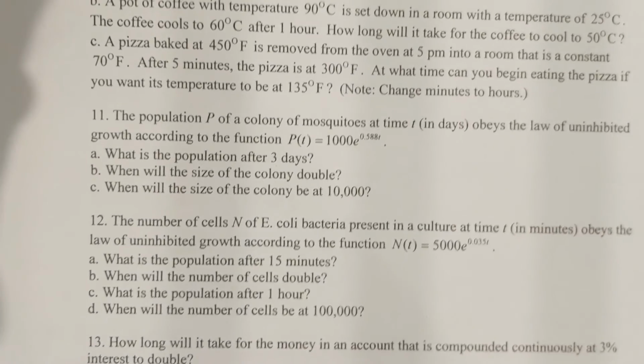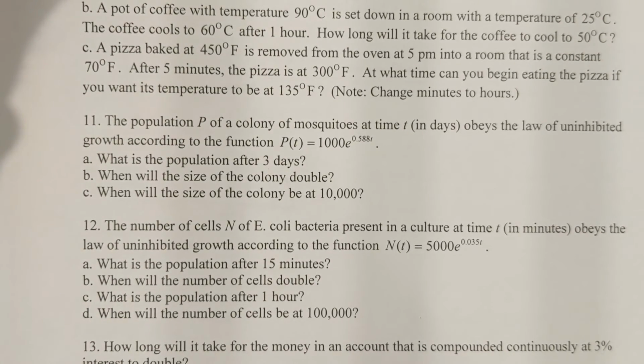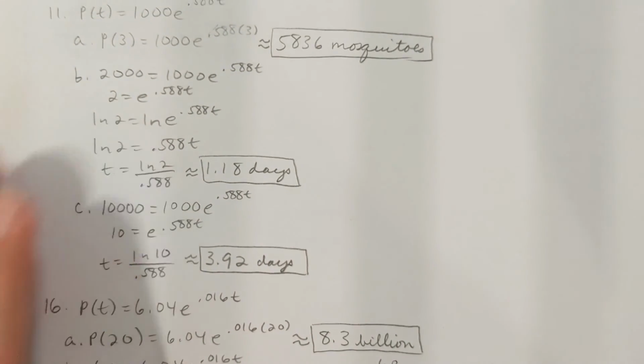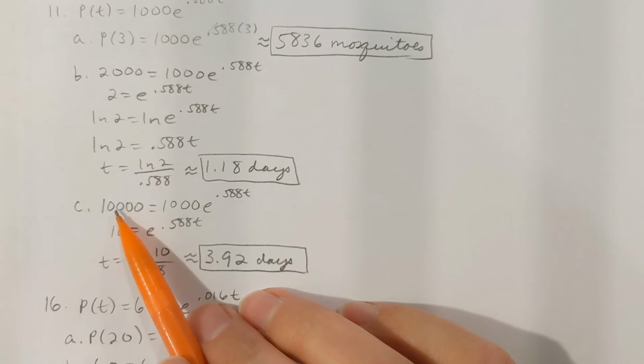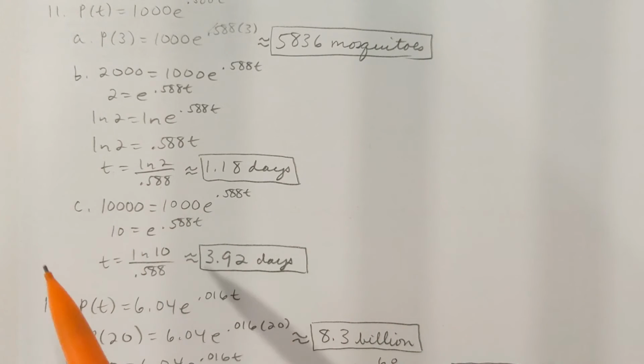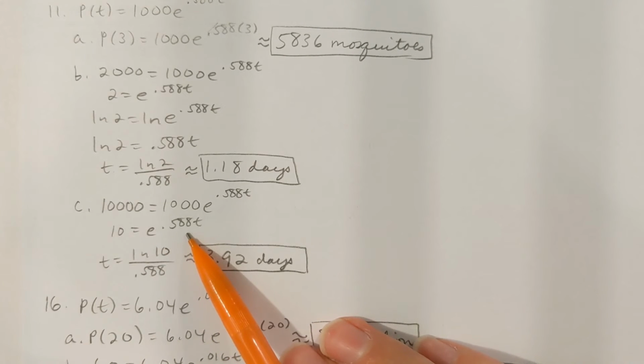Part C, when will the size of the colony be 10,000? Okay, well again, P is the population, right? So I would just simply set the population equal to 10,000 now and solve for t. Divide by 1,000. 10,000 over 1,000 is 10. And so now I'm looking at 10 equals e to the power 0.588 times t.